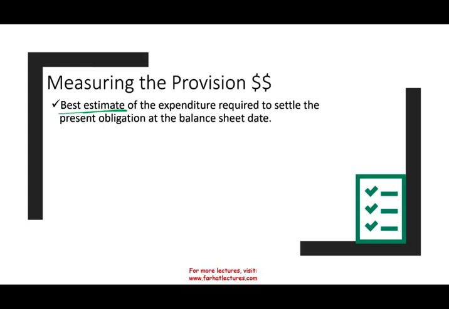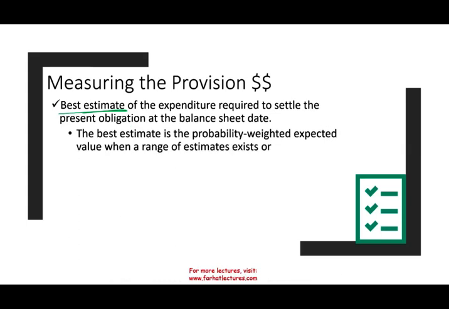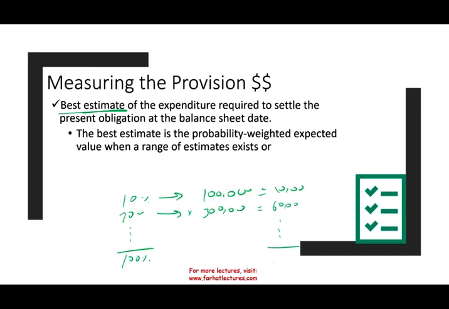Well, one way to do it is to do a probability weighted expected value. What does that mean? Let's assume there's a 10% chance you would lose $100,000. There's a 20% chance you would lose $300,000, and so on and so forth. You'll add up all your percentages to 100%, and you will take 10% times 100,000, that's 10,000. 20% times 300,000, if my math is right, that's 60,000. And you add up all the products, and that's the expected value.